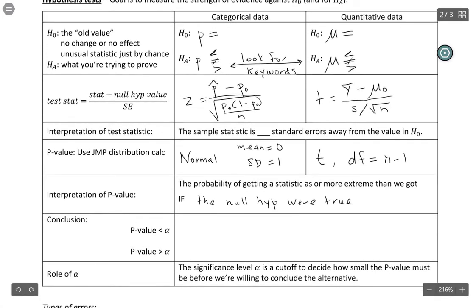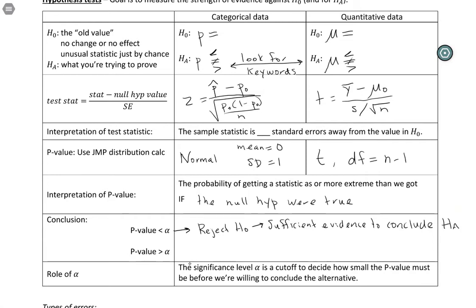Okay? So if your p-value is really small, that means it's unlikely we would have gotten something like this if the null were true. So that leads us to reject the null. The null does not seem to be a good explanation for our data. So in that case, we say that we have sufficient evidence to conclude the thing we were trying to prove, which should be the claim that we put in HA. Okay? Whereas if your p-value is large, that means this is a likely outcome even if the null is true. So in that case, we fail to reject the null.